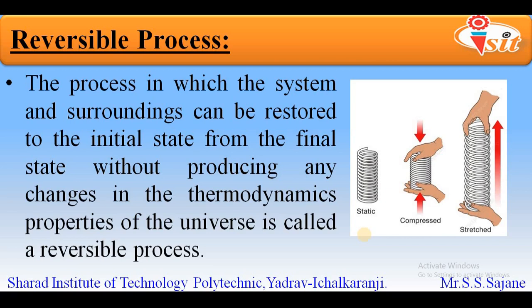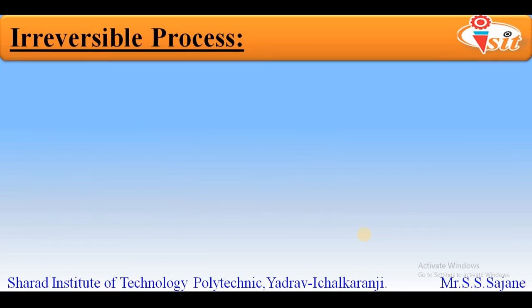Like this, along with the extension of spring, few more examples I will give. That is nothing but frictionless motion of solids, or slow adiabatic compression and expansion of gases. So these are the examples for a reversible process. Now we will see regarding the irreversible process.